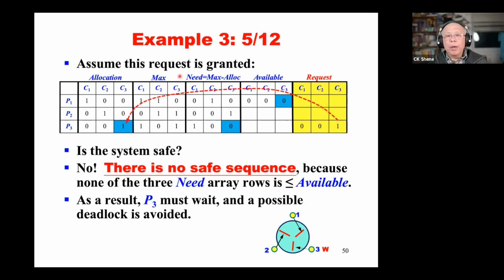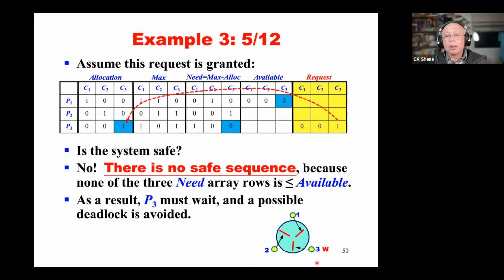Now compare the need and available. There is no safe sequence. You cannot run P1 because P1's need is not less than available. P2's need is not less than available. P3's need is not less than available. Therefore, we cannot find a safe sequence. As a result, P3 must wait, and the possible deadlock is avoided.